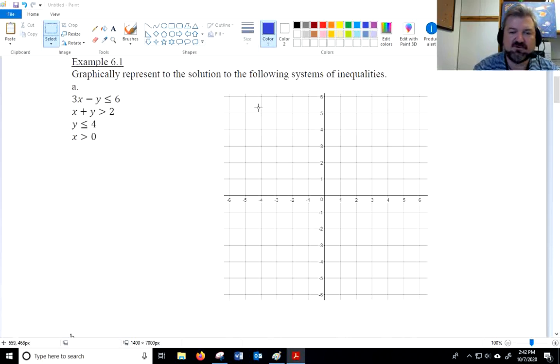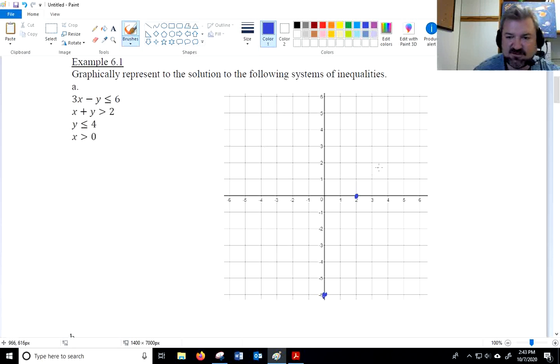All right. We're going to graphically represent the solution to the following system of inequalities. I have x minus y is less than or equal to 6. Let's go ahead and graph that. The boundary line we can quickly graph. We can find the x and y intercepts. The x-intercept would be 2 because you put a 0 in for y: 3x equals 6, x equals 2. The y-intercept, if I put a 0 in for x, is negative 6.